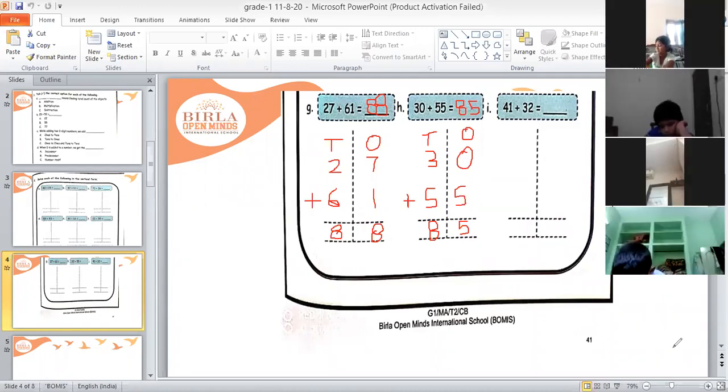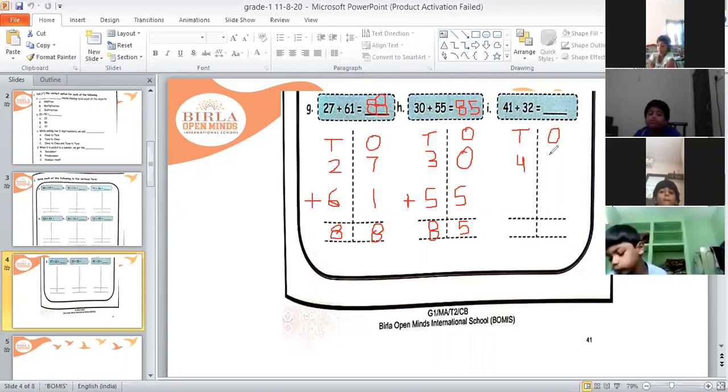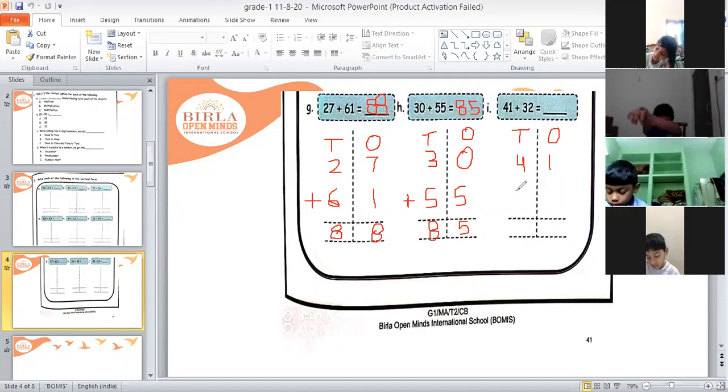Ashita, you read next question. 41 plus 32. Yeah, so your this last question is 41 plus 32. Yeah. So we will arrange these numbers in ones and tens column, children. So we will write 4 in tens place and 1 in ones place. And next number is 32. So we will write 3 here in tens place and then 2 in ones place. Okay. And we will put plus sign beside this 3.